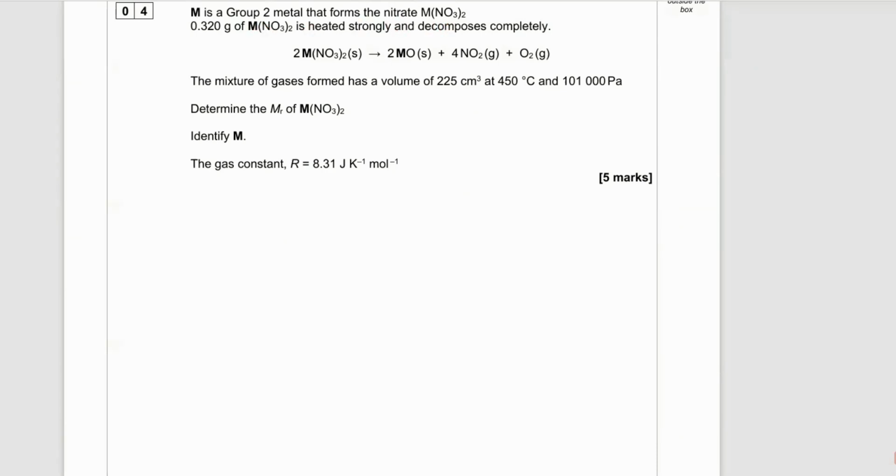Okay, another amount of substance question. We've got M as a group 2 metal that forms a nitrate, M(NO3)2, with the NO3 in brackets and a 2 outside. 0.320 grams of the metal nitrate is heated strongly and decomposes completely. The mixture of gases formed has a volume of 225 centimeter cubed at 450 degrees Celsius and 101,000 pascals. Determine the Mr of M from the metal nitrate.